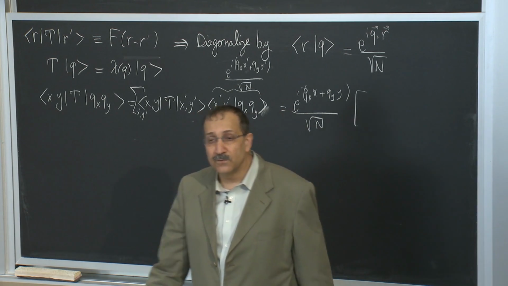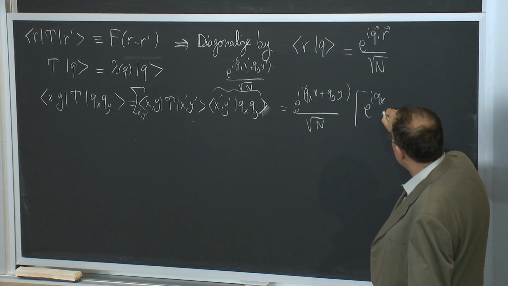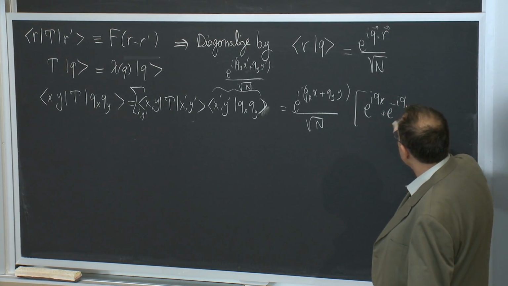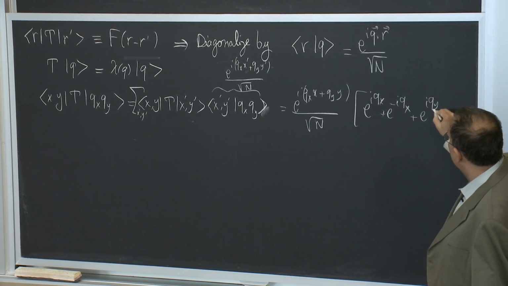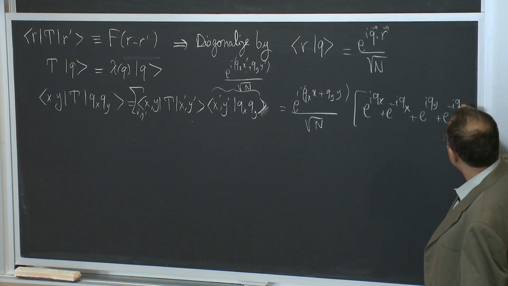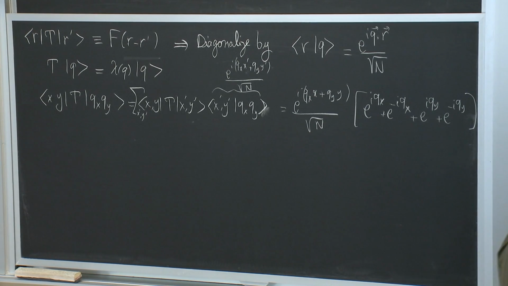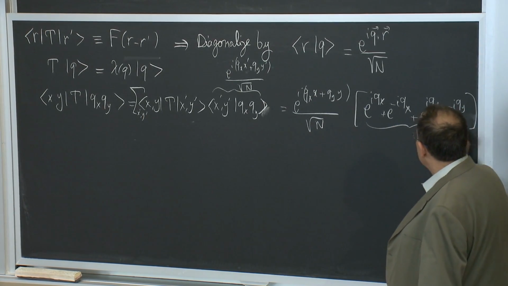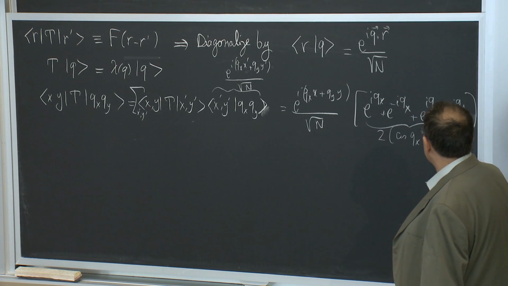At the cost of the different shifts that you have to do over there, which means that you will get a factor of e to the i qx, e to the minus i qx with qy not changing, or e to the i qy and e to the minus i qy with the x component not changing. So this is the standard thing that you have seen, none other than 2 cosine of qx plus cosine of qy.